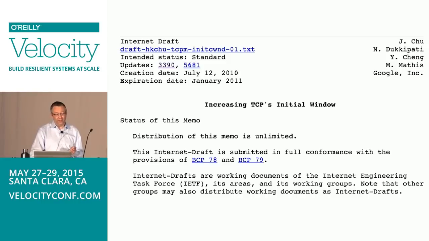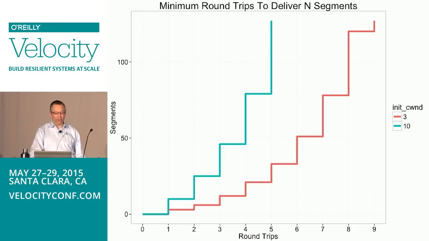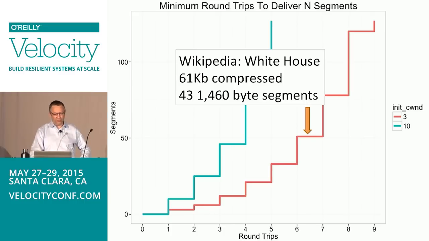And an initial window of 10 really does make a big difference in the kind of short-lived, medium-sized transfers that dominate the modern web. So here's a plot like the one that I showed before. The red line shows the minimum number of round trips to complete a transfer of a certain size with an initial congestion window of 3. And the blue line shows what happens with an initial congestion window of 10. Recall that Wikipedia page for the White House that was 43 segments long and took at least 6 round trips to transmit. Well, if you start with an initial congestion window of 10, you can halve that time to 3 round trips, which is a pretty substantial win.